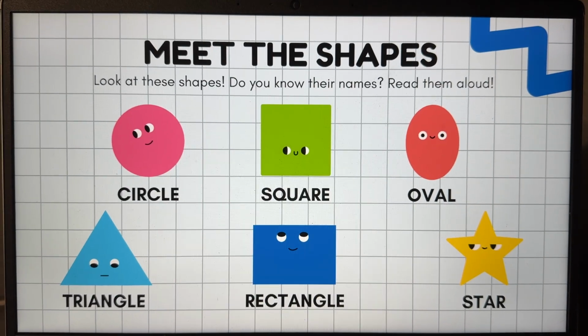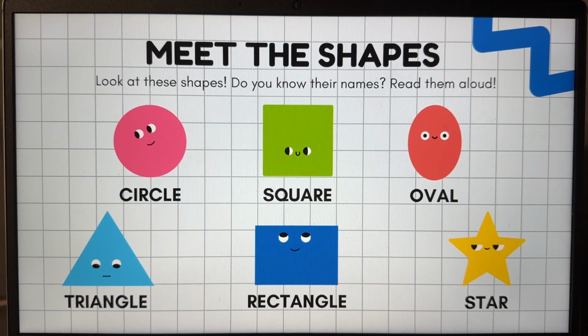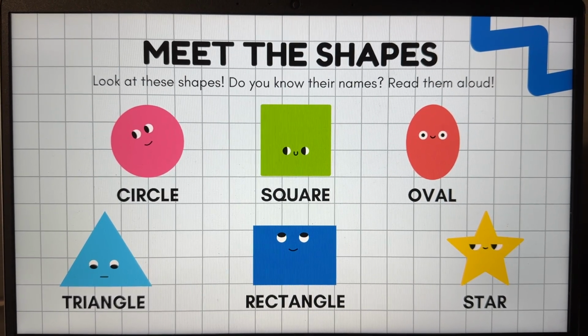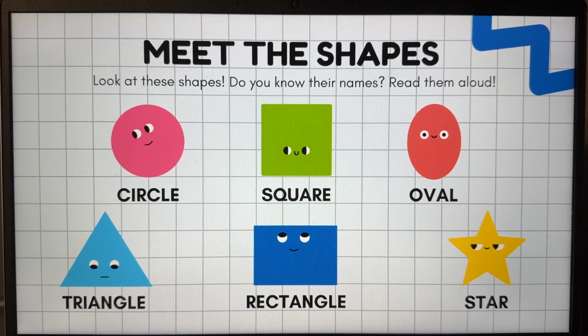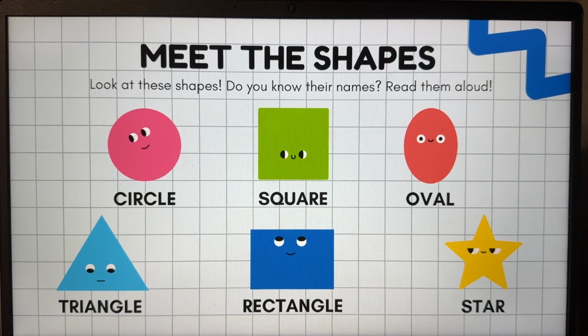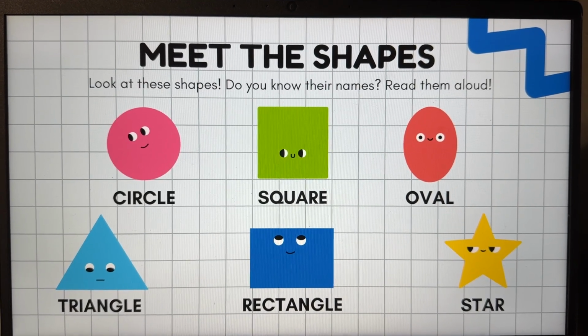My favorite part of this lesson is meeting the shapes. Look at these shapes. Do you know their names? Read them aloud. Circle, square, oval, triangle, rectangle, and star.